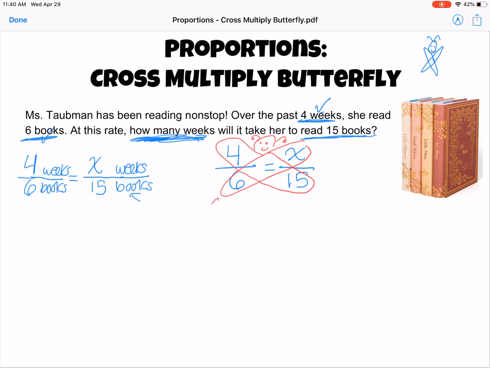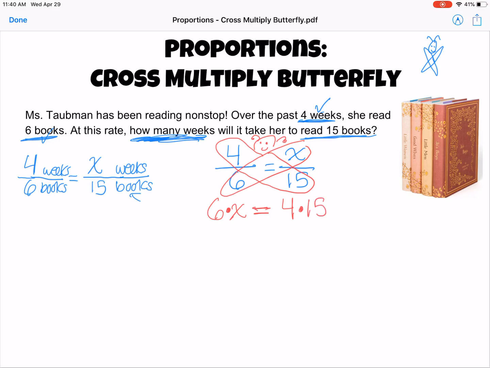So remember, my first one was 6 times x. Put that equal sign there. We bring that equal sign the entire way down. And my next one, oops, and I need that dot there, is 4 times 15. You need a multiplication sign in between it.